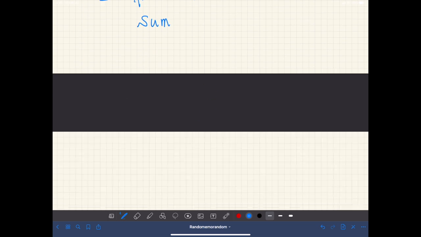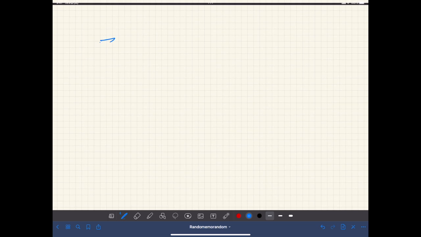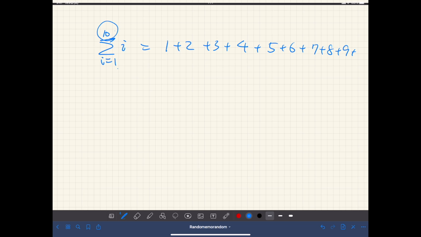Let's see some more examples. So what is this? The sum of i from 1 to 10. So i is an integer from 1 to 10. So this simply means 1 plus 2 plus 3 plus 4 plus 5 plus 6 plus 7 plus 8 plus 9 plus 10. And if you calculate this, you should get 55, I guess.